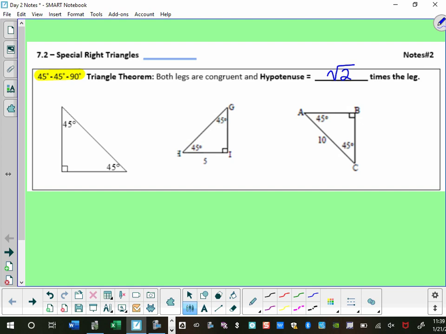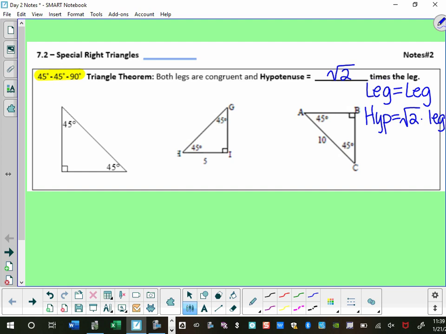So you have two equations here. For the 45, 45 degree triangle, your leg equals your leg. Write this down, Danny. Your other equation is that your hypotenuse is equal to root 2 times the leg. Those two equations are very important.